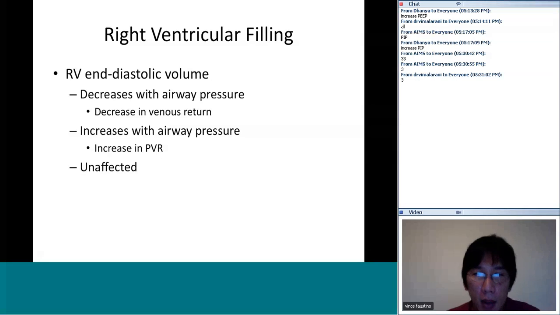Well, you know what? Let me correct that. This is wrong. An increase in your airway pressure can cause a decrease in your venous return. So again, this should be increased. An increase in airway pressure can cause a decrease in venous return, which is what we saw earlier, or the same increase in airway pressure can cause an increase in PVR, causing an increase in your RV EDV. Or the two effects may cancel out, and your RV EDV may be unaffected with an increase in your airway pressure. Sorry about that mistake in the slide.